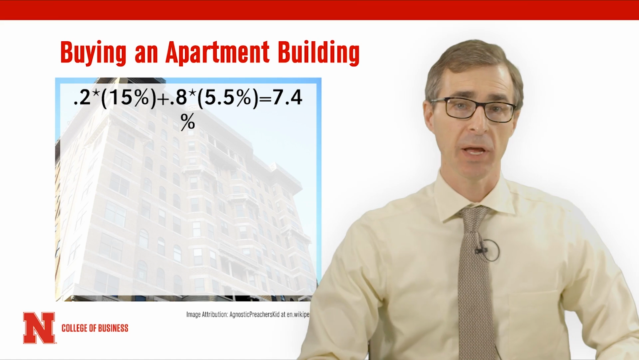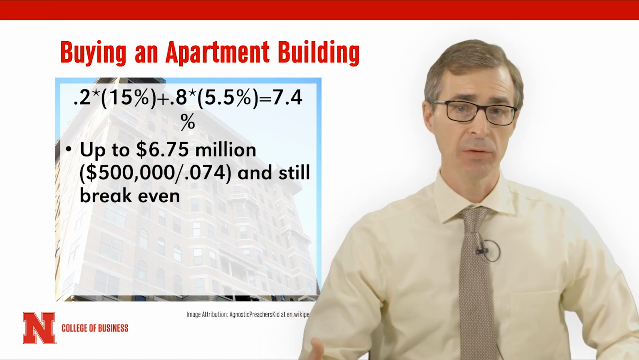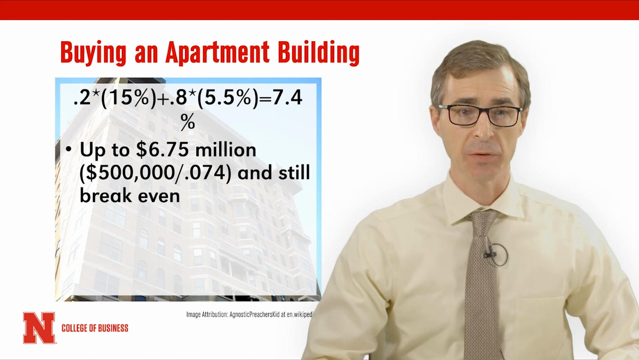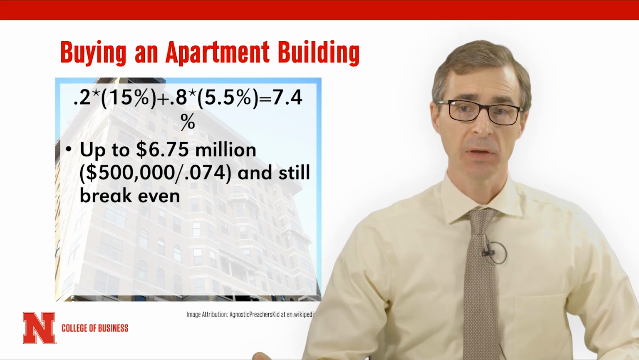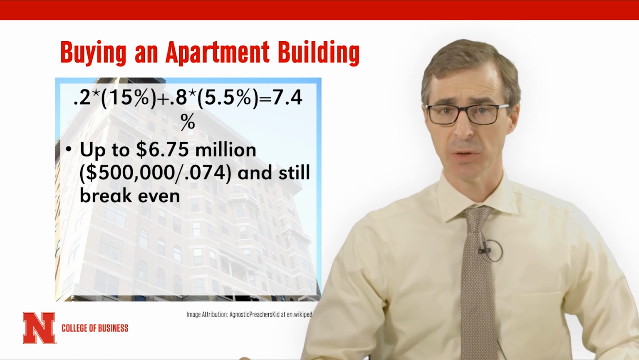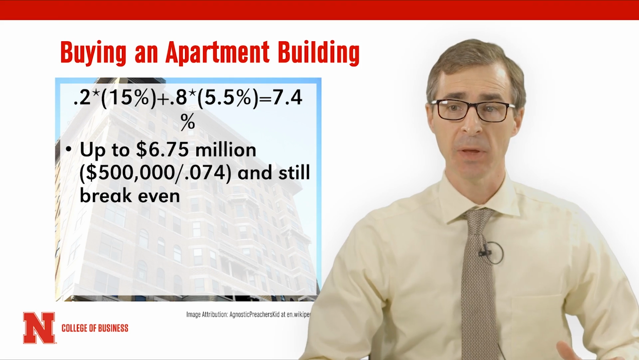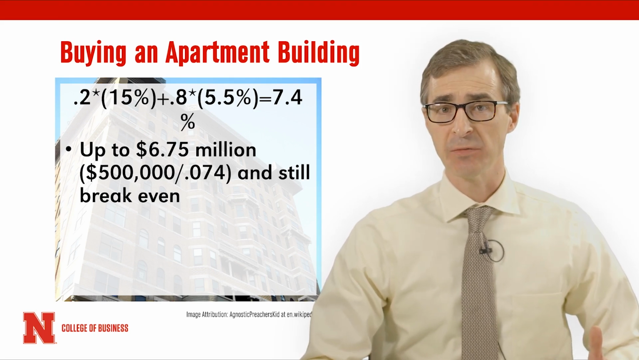Now, using this weighted average cost of capital, we can back solve for the maximum price Mr. Matthews could pay. If he is generating $500,000 in annual profit, then the most he could pay would be $6.75 million. We can find that by dividing the $500,000 by the 7.4%. That gives us the $6.75 million.